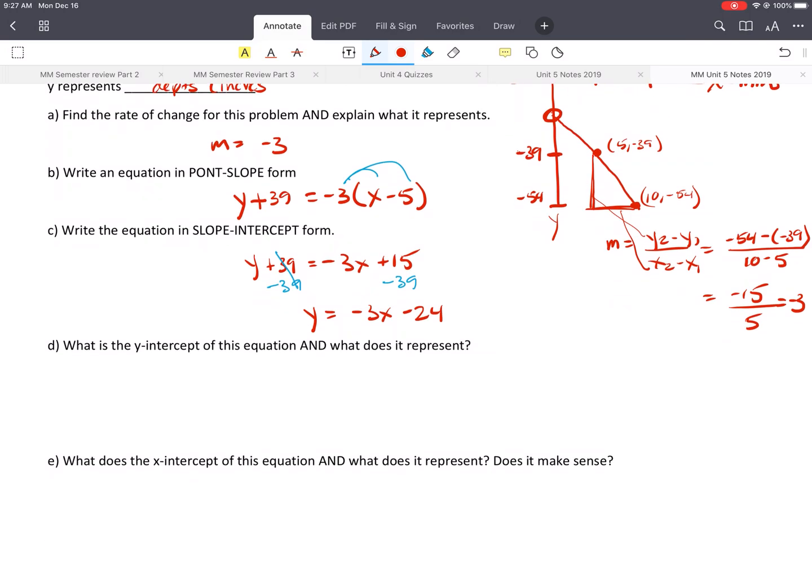So what is our y-intercept? It would be 0, negative 24. Okay. What does that represent? So his burrow, you could say something like initially he is 24 inches below the ground, or his burrow is 24 inches deep in the ground, something like that.